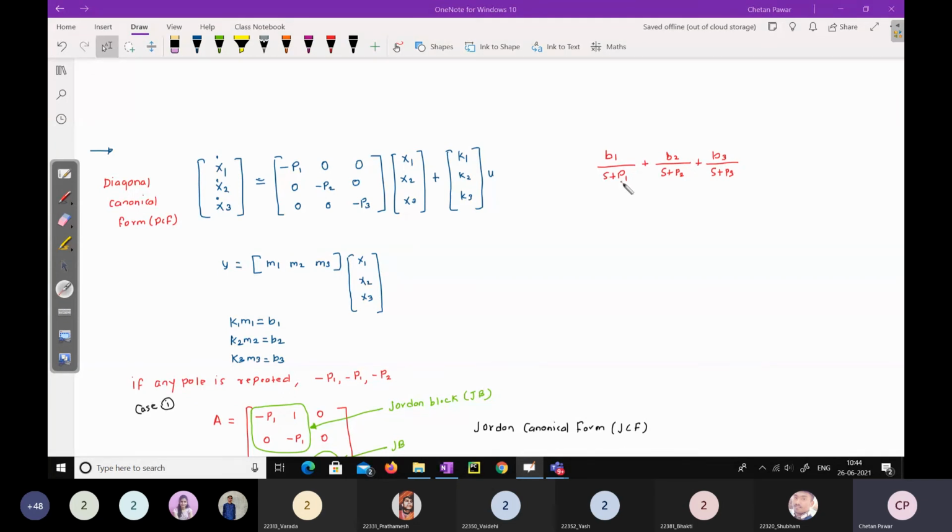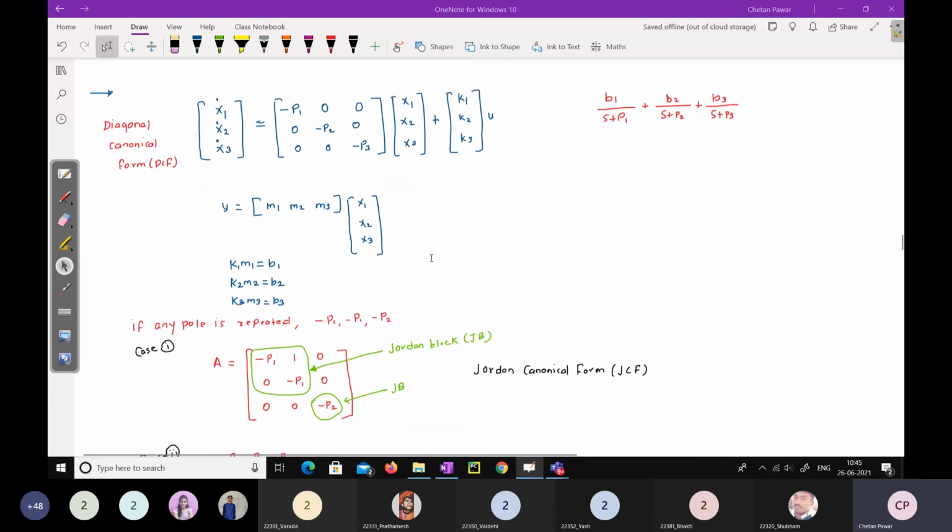Now, here poles are distinct and real. Here poles are distinct. If poles are repeated, if any pole gets repeated, how to represent this? So this is the extra point only. They generally ask for diagonal canonical only, but in any competitive exam, they can ask about Jordan canonical form also. So I will just give you the idea about it.